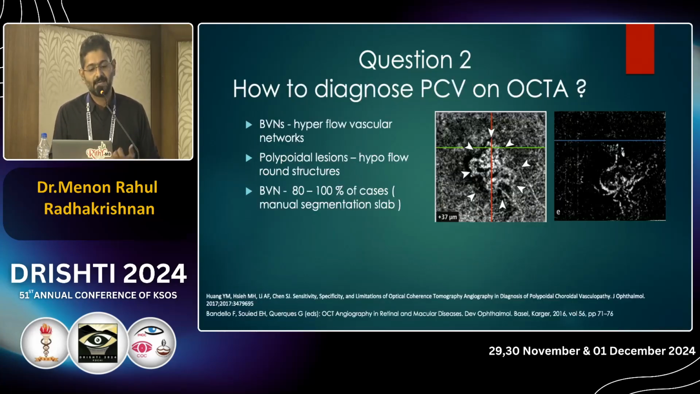Now the second question is, how do we diagnose PCV on OCTA? As we all know, on ICG we typically see the branching vascular network, that is BVN, and the polyps. So the branching vascular network appears as a hyperflow structure.